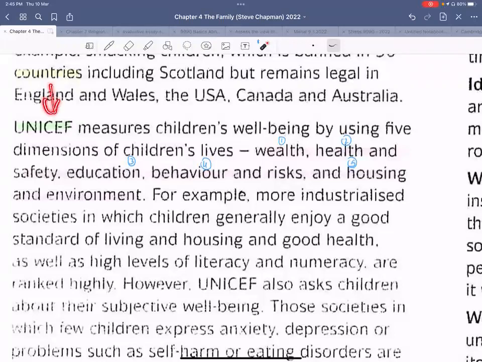Okay. Now, UNICEF measures children's well-being by using 5 dimensions of children's lives. Clear? Now, these are the parameters through which UNICEF gauges the well-being of children. And what are they? Number 1, wealth. Number 2, health and safety. Number 3, education. Number 4, behavior and risk. Number 5, housing and environment.